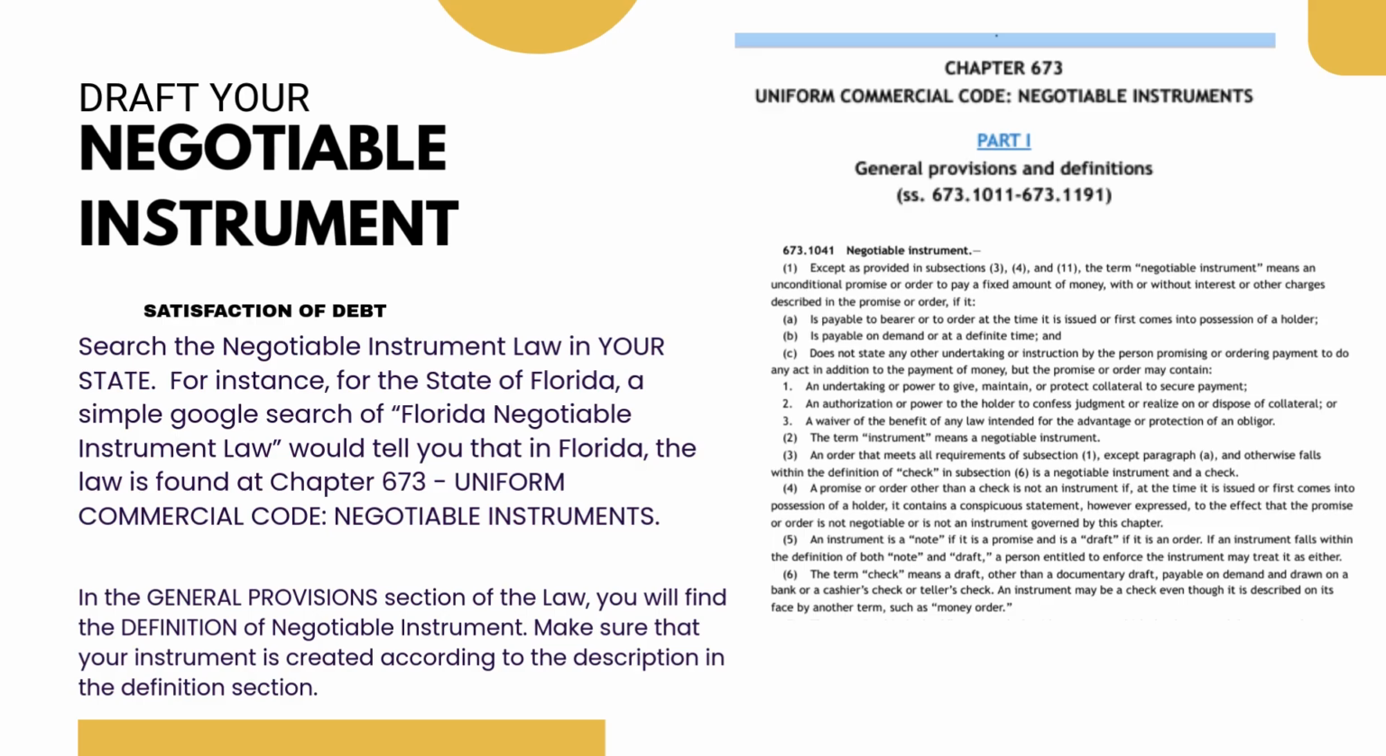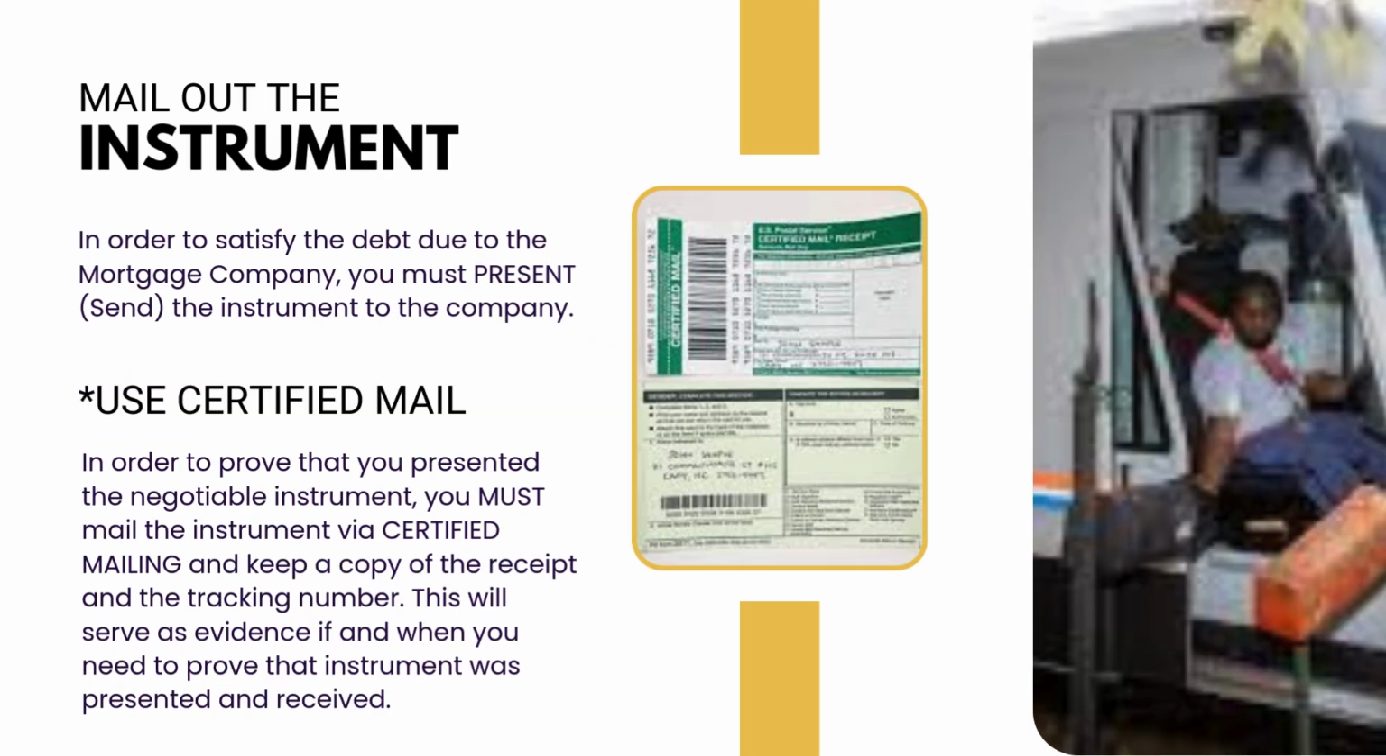So when you're drafting your negotiable instrument, you want to make sure that your instrument is created according to the description in the definition section within your state. And to the right of this, you can see Chapter 673, the example for Florida. The Part 1, General Provisions and Definitions, includes negotiable instruments, and it describes in detail what a negotiable instrument is and what must be included. So look that up for your state so that you can be knowledgeable.